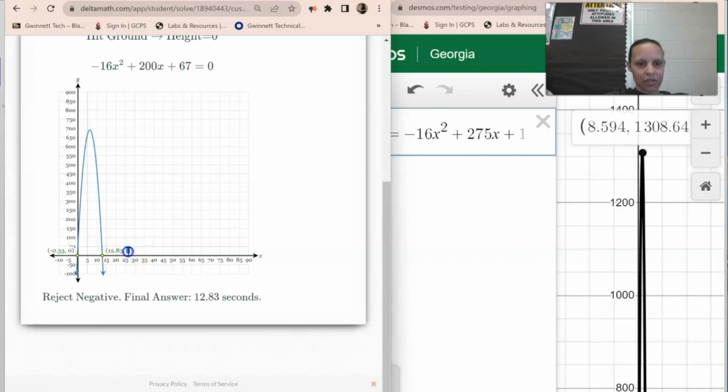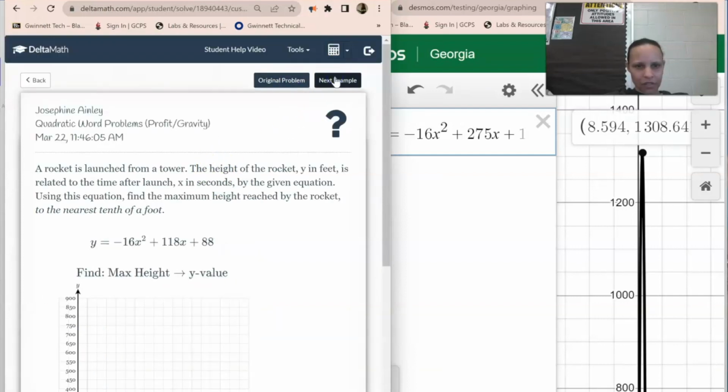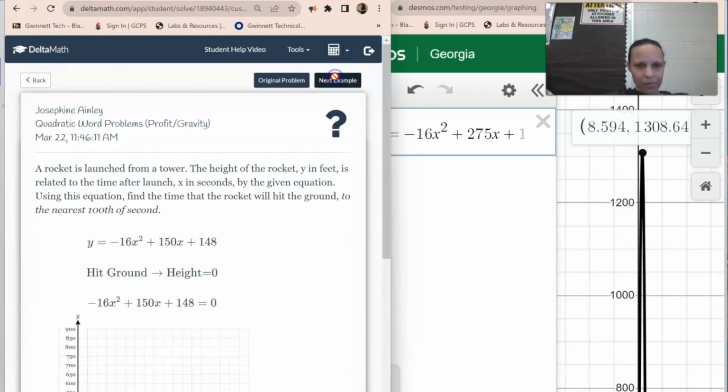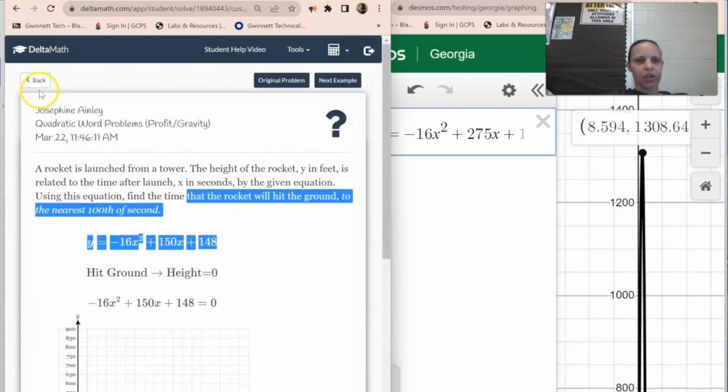So it hits the ground, obviously, because this is 0 height, at 12.82 seconds. So that's when it hits the ground. All right, let me do another example. Height, we did that. Time will reach its max, we did that. Maximum height. So it looks like those are the three questions. When will it hit the ground? When it hits the ground, it's 10.28. All right.